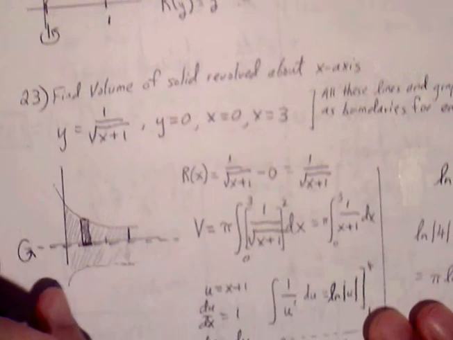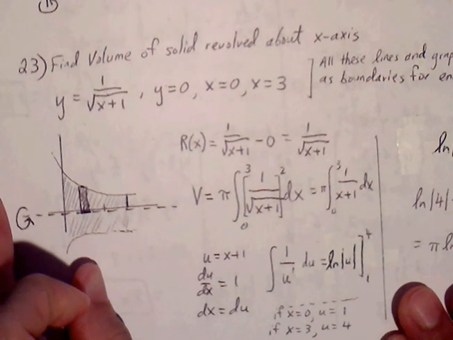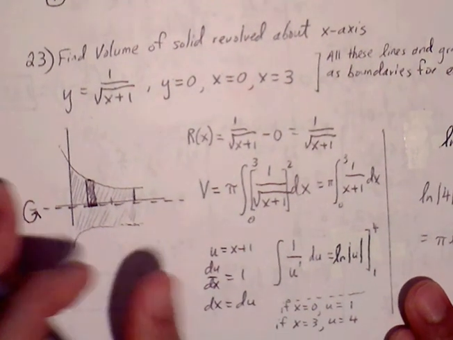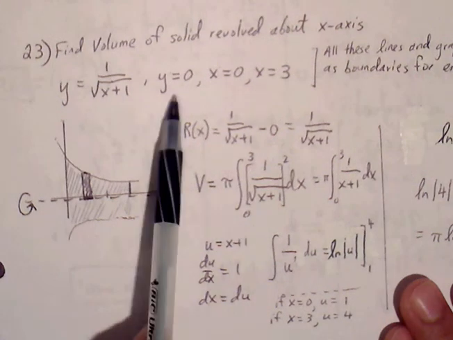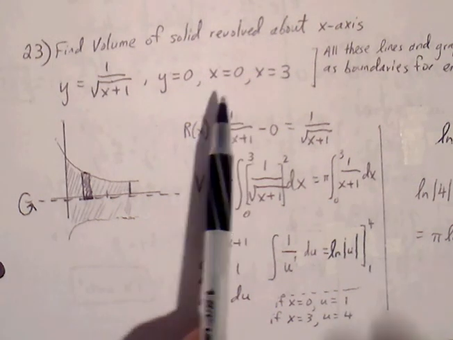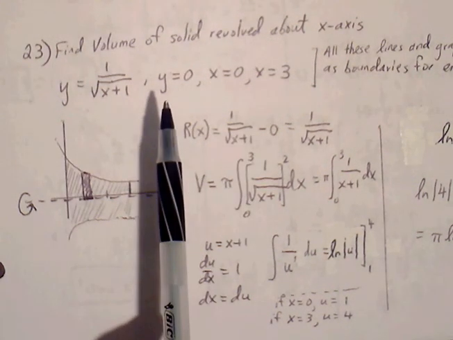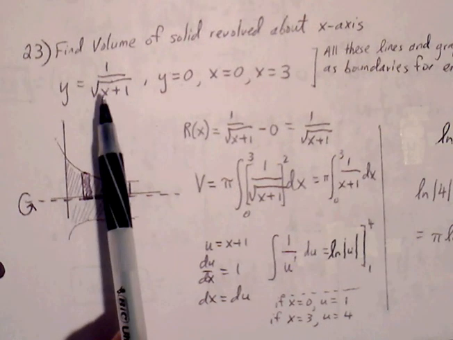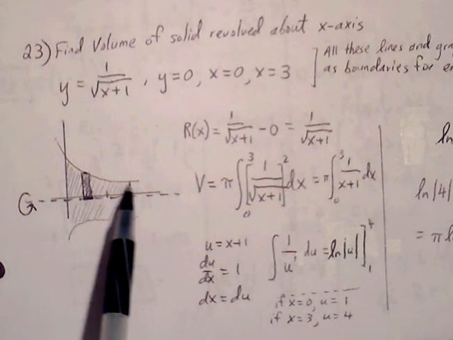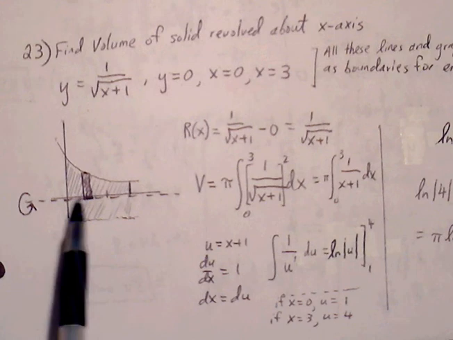Okay, 23. Find the volume of the solid revolved about the x-axis. So we have 4 lines or equations that we have to account for. So y equals 1 over square root of x plus 1, that's this curve here. Y equals 0, that's this line here.